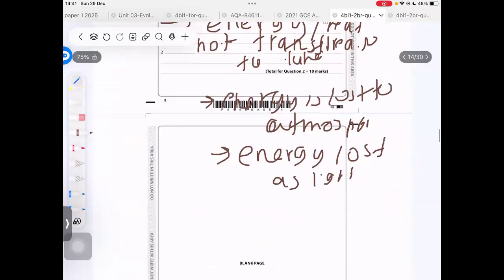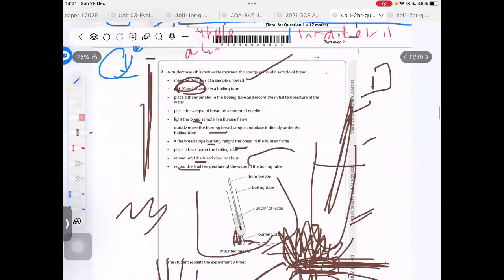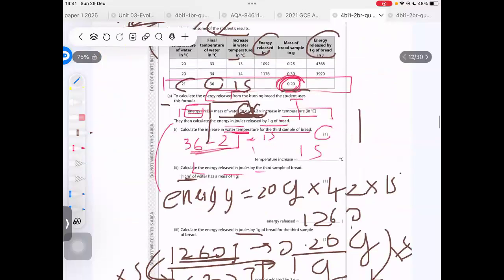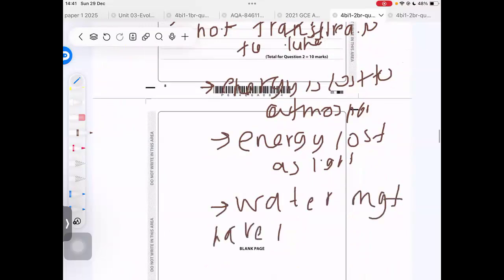And also, the reason could be that sometimes the person might not have stirred the water in the boiling tube. When the water is not stirred, it might not give the accurate temperature. In order to give a uniform constant temperature, the water should be stirred. So you can write down water might not be evenly heated, or water might not have been stirred. That could be an answer.